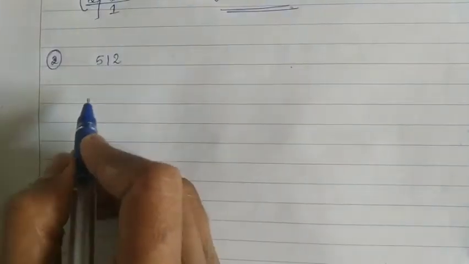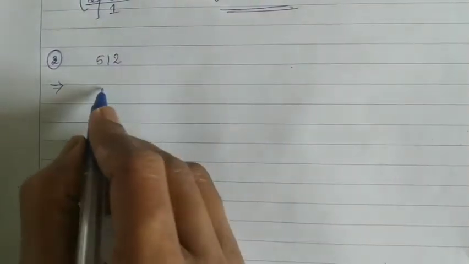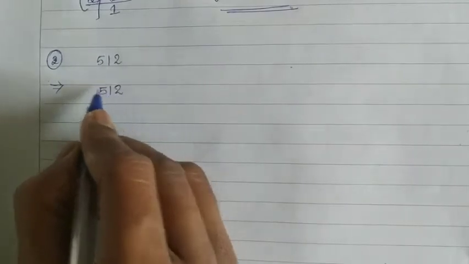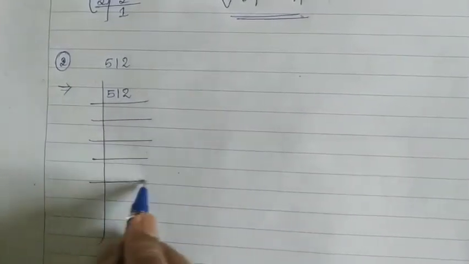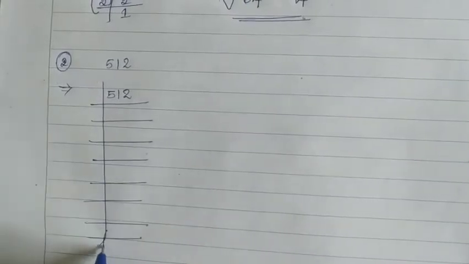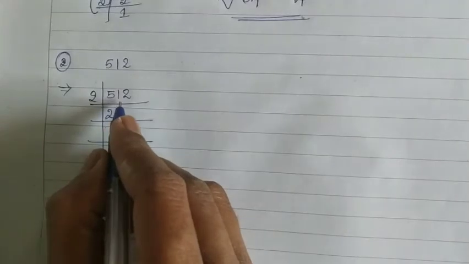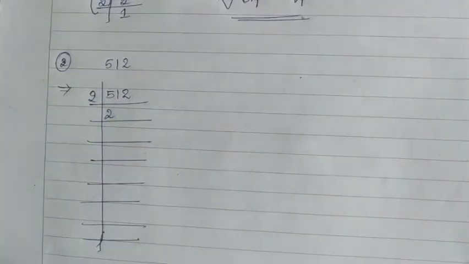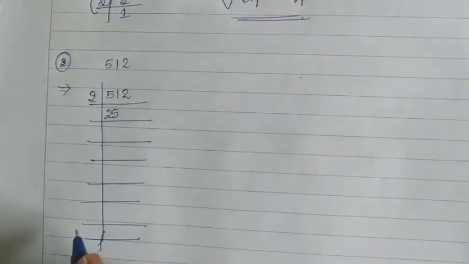Children, now come to the second problem. The second problem is 512. Now come to the solution. 512 is introduced into prime factorization method. Now let us start with 2. 2 2s are 4, 1 is remaining, it becomes 11. 2 5s are 10, 1 is remaining, it becomes 12.